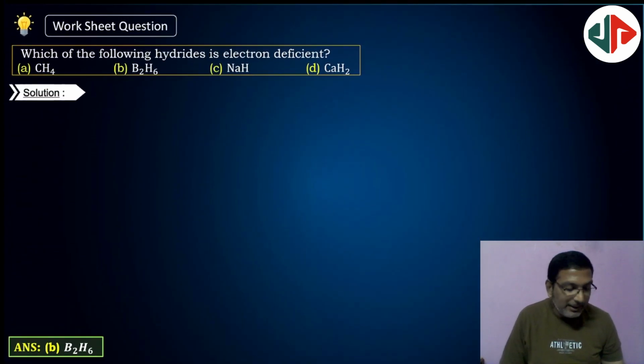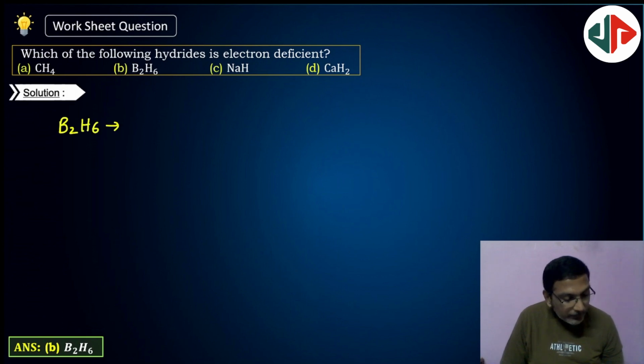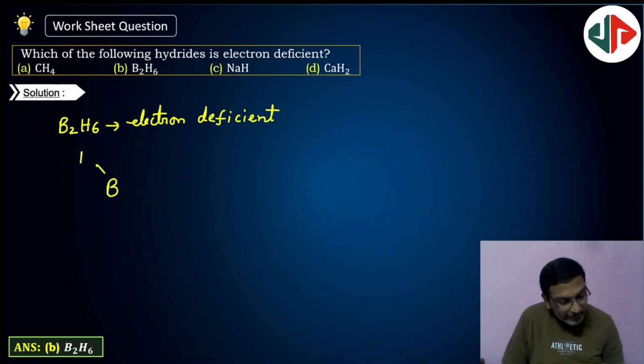Which of the following hydrides is electron deficient? Electron deficient means B2H6. Very, very important. So the B2H6 structure will be like this.